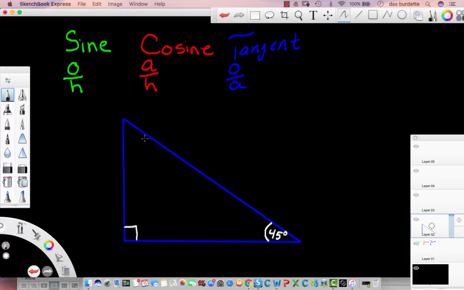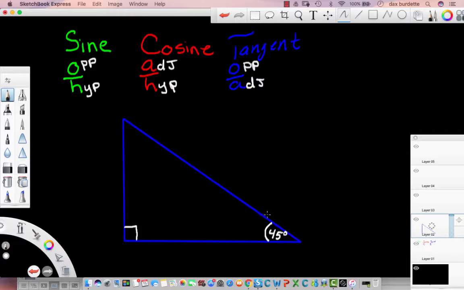So this is 45 degrees right now, but we're going to focus on what in the world this O and this H, this A and this H, or this O and this A are. Let's just say it. This O stands for opposite. I'm going to put OPP, the opposite side. The H stands for the hypotenuse side of a right triangle. The A stands for adjacent side. The H once again stands for hypotenuse. The O once again stands for opposite side in the right triangle, and A stands for adjacent, or next to.